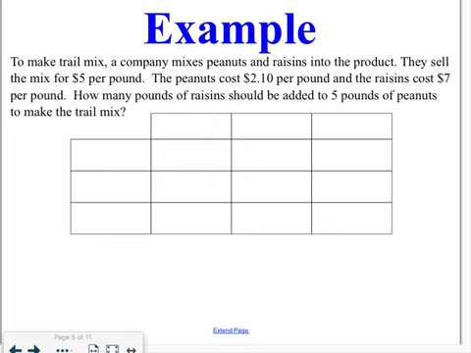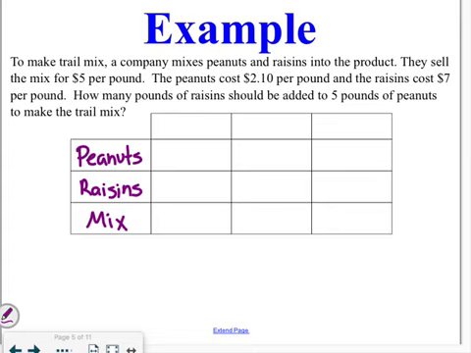So this box right here is an easy way to set up these weighted average problems when you are using mixture problems. What we are mixing together here is the peanuts and the raisins, which are getting combined to make the mix. So whatever is getting combined is listed on this left-hand side, and mix is always going to be at the bottom because we're always mixing stuff together.